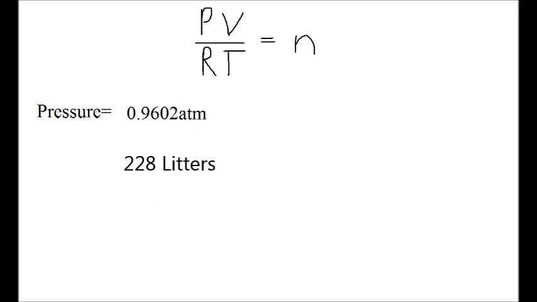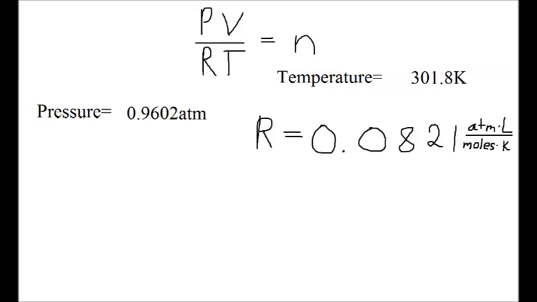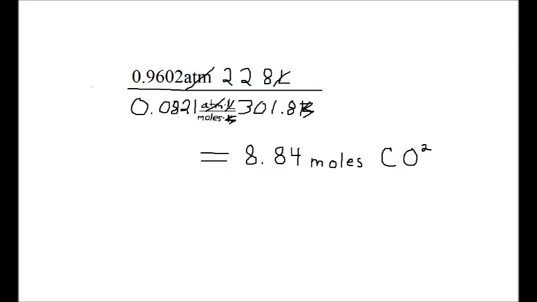Our volume is 228 liters. R is a constant, and T is our temperature. R is 0.0821 atm times liters over moles times Kelvin. Now we solve the equation. And thanks to R, we're able to cross out everything but moles. So we end up with our answer.